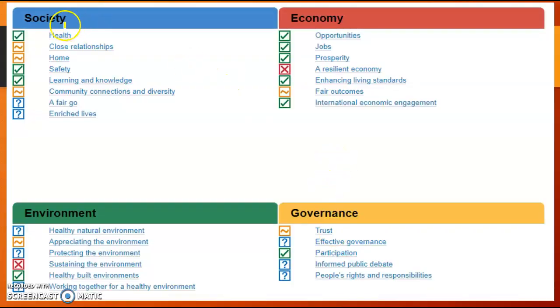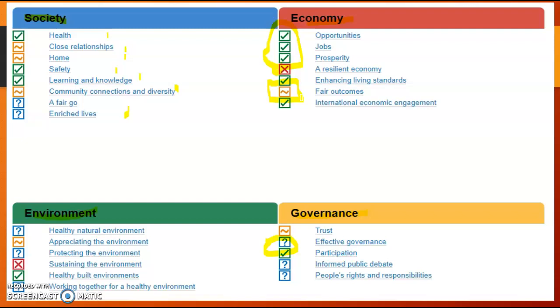You've got your 4 different domains: society, economy, environment, and governance. And then within each domain, there's a number of dimensions. So these things are called the dimensions, and we see if we've made progress in each of these. If we've made progress, they get a tick. If we've gone backwards, they get a cross. If there's a lack of information, a question mark. And if there is information, but we're unsure if there's sort of positives and negatives, then it gets one of those squiggly line type things.